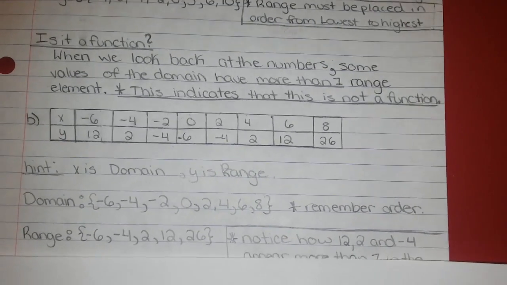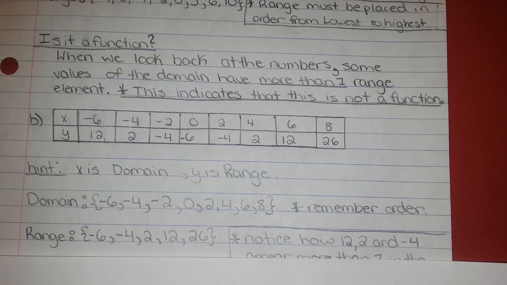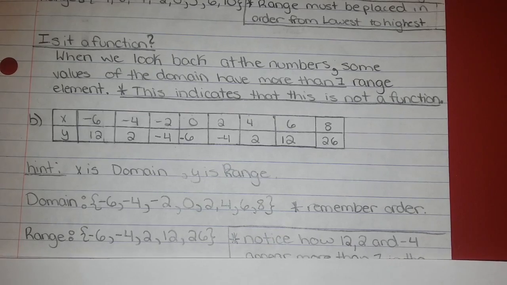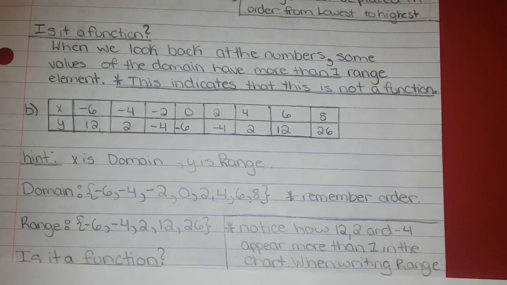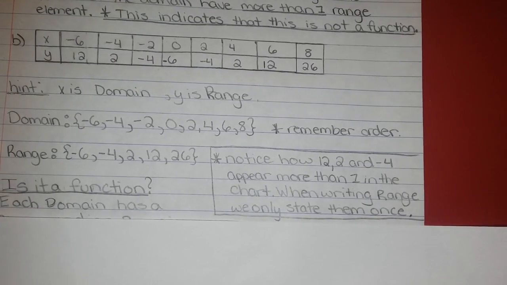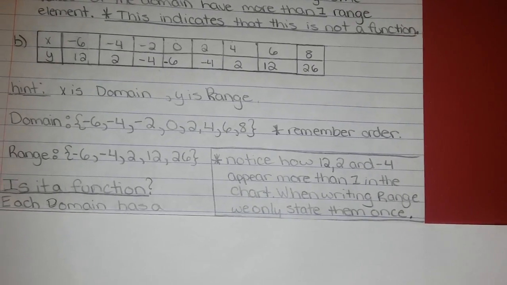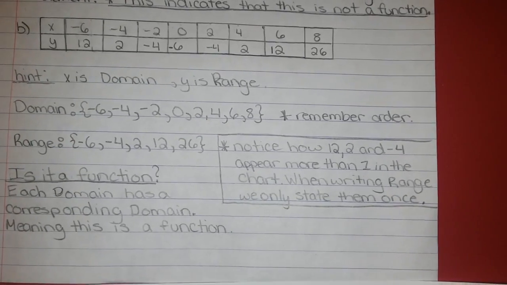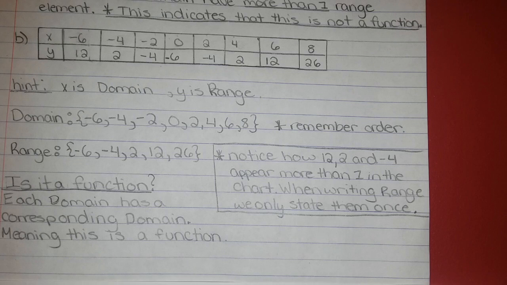And remember, we always must remember how domain and range must be placed from lowest to highest. So range we have -6, -4, 2, 12, 14, and 26. Note how 12, 2, and -4 appear more than once in the chart. When writing range, we only need to state it once. Now, is this a function? Well, each domain has a corresponding range, meaning that it is a function.